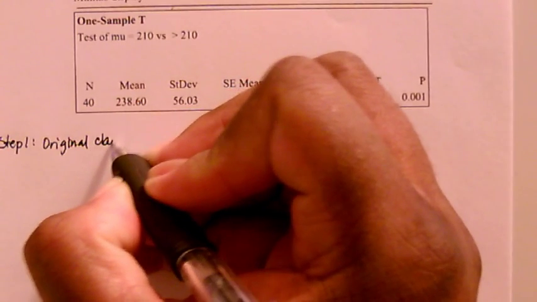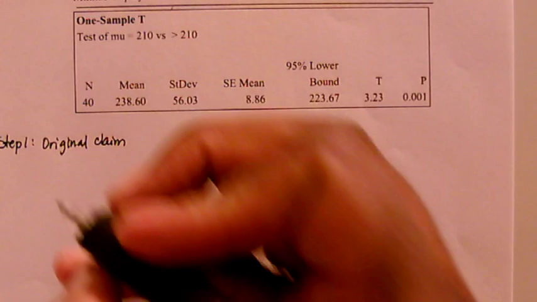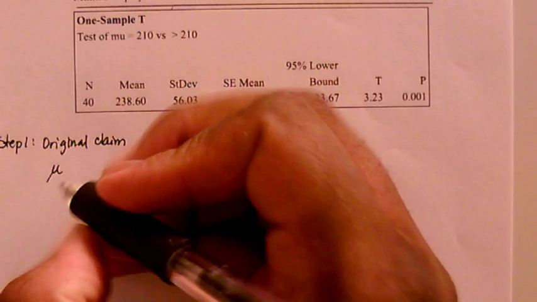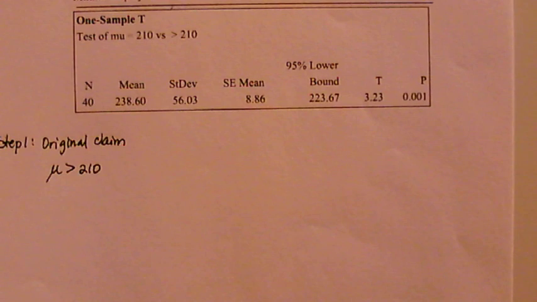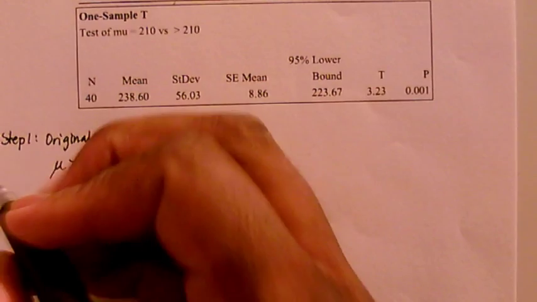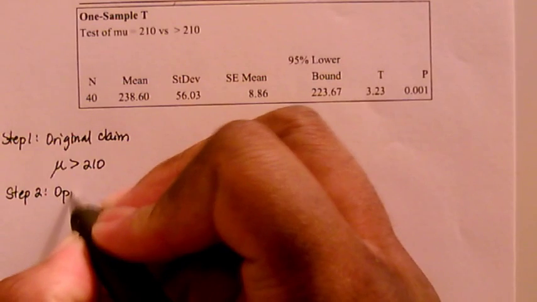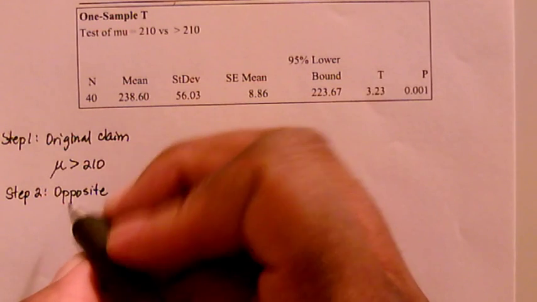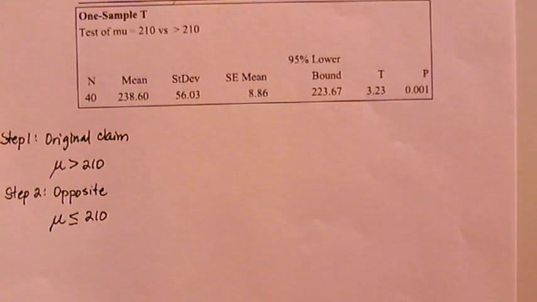Here the original claim was that the sample is from a population of songs with a mean greater than 210. For the mean, we use the population mean, so that's mu, and the symbol for greater than, 210. So mu is greater than 210. That's step number 1. Step number 2 is stating the opposite of the original claim. Well, the opposite of greater than must be less than or equal to. So here, mu is less than or equal to 210.